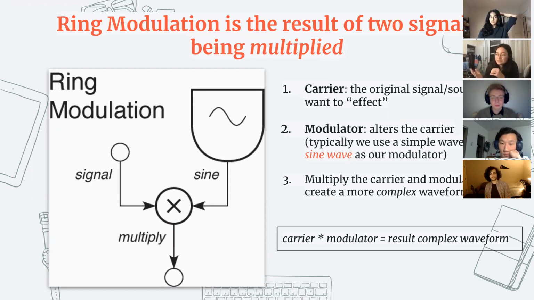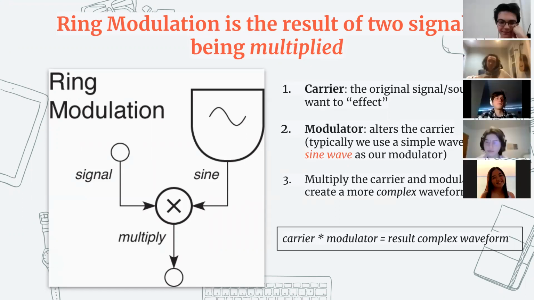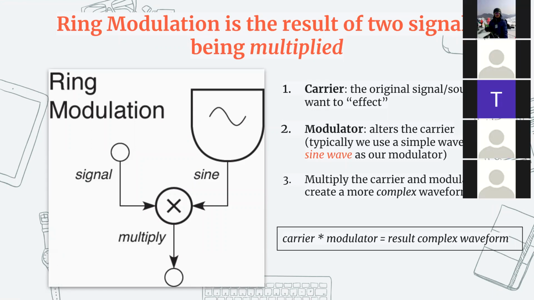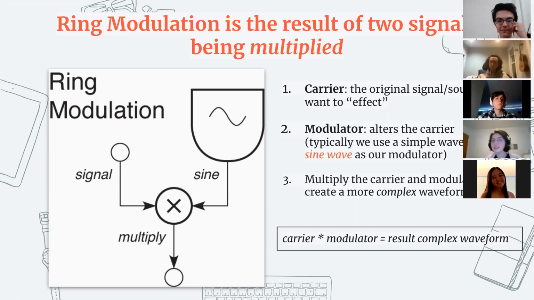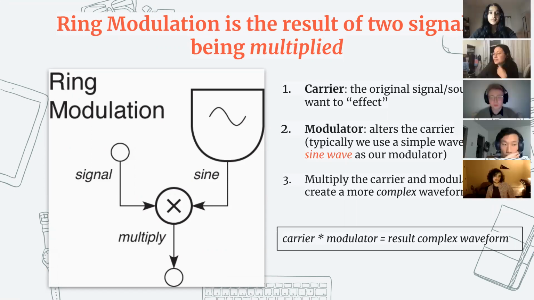And then the modulator is the signal that alters the carrier. This is usually a pretty simple wave, like a sine wave, so that when they're multiplied, the wave will still maintain the quality of that original sound. Because if you have two complex waves and you multiply them, it just becomes indecipherable. But if you take a complex wave like someone talking and a simple wave like a sine wave and you multiply them, it'll still maintain that quality of the carrier, the person talking. So you multiply those together, it creates a more complex waveform, and you have ring modulation.